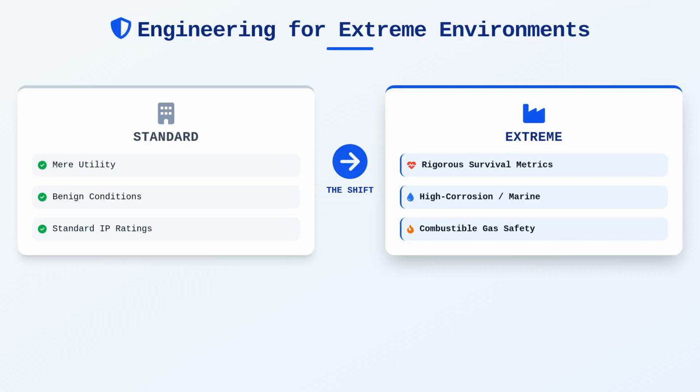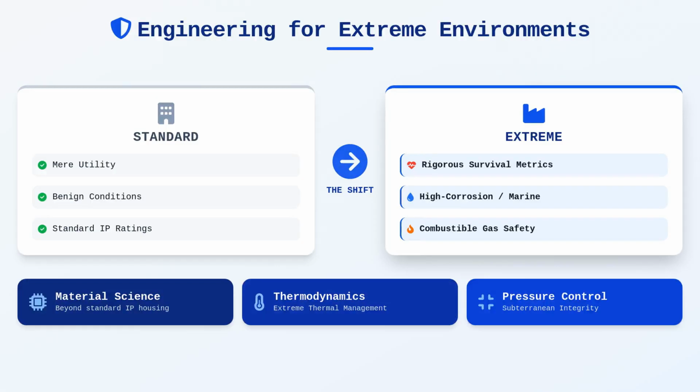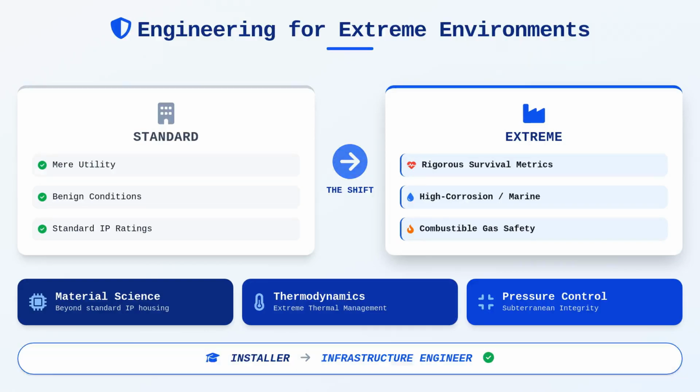We must evaluate the mechanical and electrical safeguards necessitated by high corrosion zones, such as marine environments, or zones where the concentration of combustible gases makes standard electrical equipment a potential ignition source. This necessitates an understanding of pressure, material science, and thermodynamic management that goes well beyond standard IP-rated housing considerations. By mastering these architectural details, you move from being a simple installer to an infrastructure engineer capable of guaranteeing uptime in the most demanding site deployments.